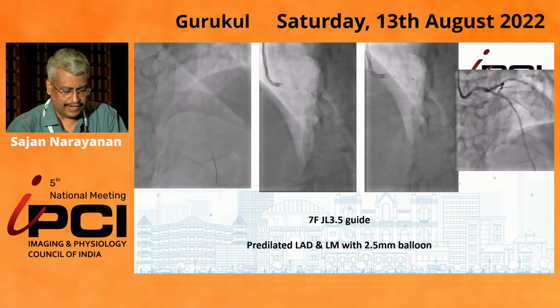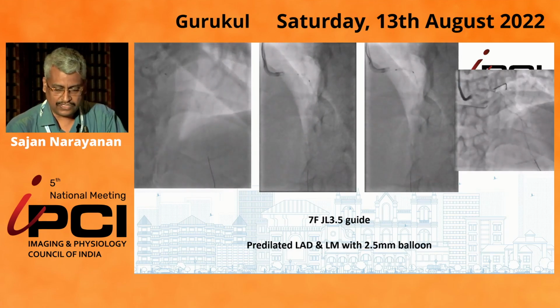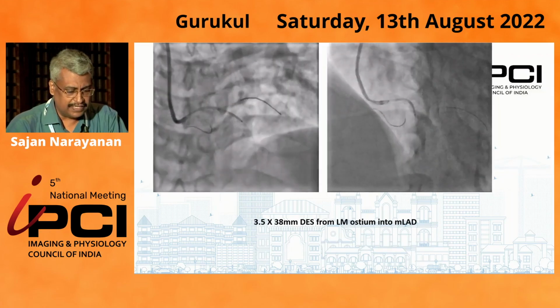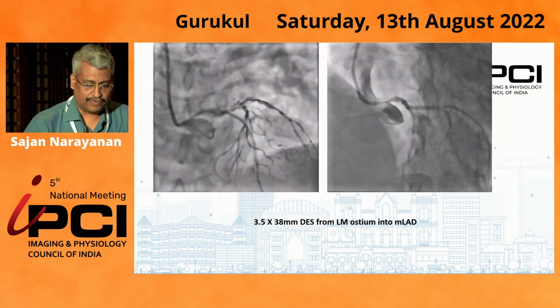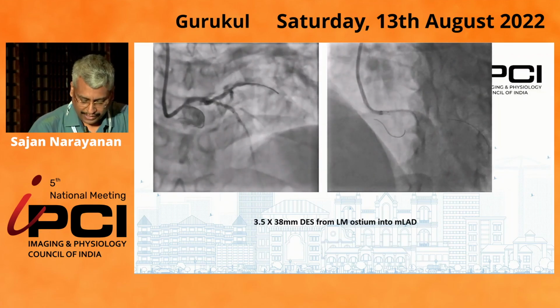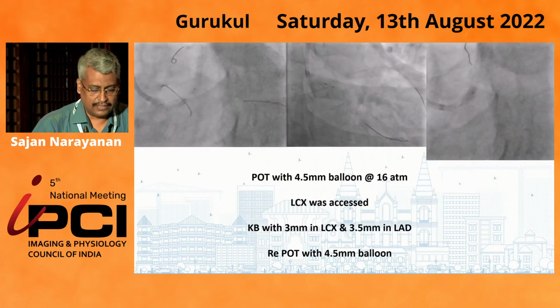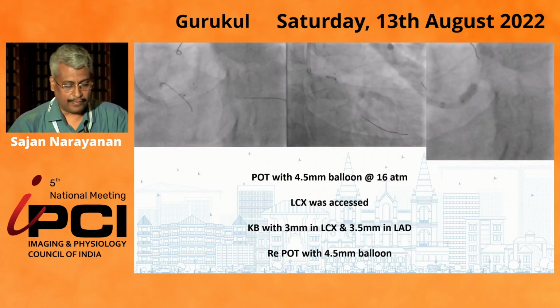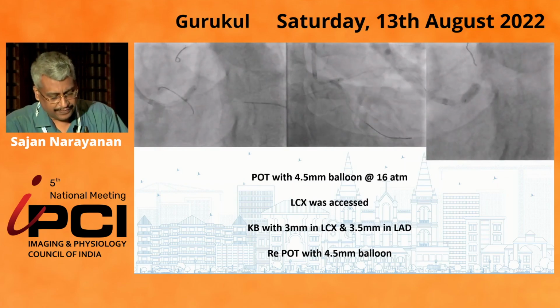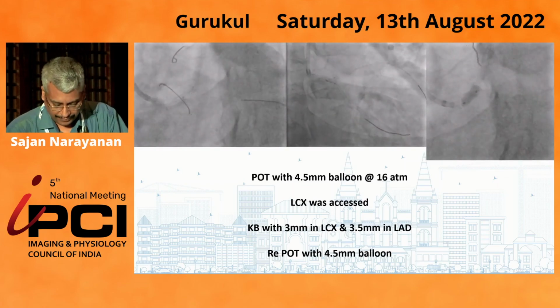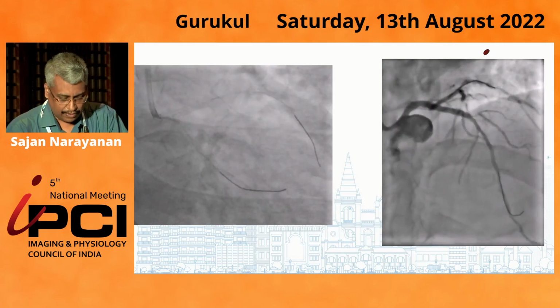So a 7 French JL 3.5 guide, pre-dilated with a 2.5 mm balloon, which was a soft lesion. It yielded very easily. We placed a 3.5 by 38 mm drug-eluting stent from the left main ostium into the middle LAD and deployed at about 12 atmospheres. Then after that, POT was performed with a 4.5 mm balloon. Then the circumflex was re-accessed, kissing balloon, and then re-POT. And angiographically, it appeared to be a satisfactory result.